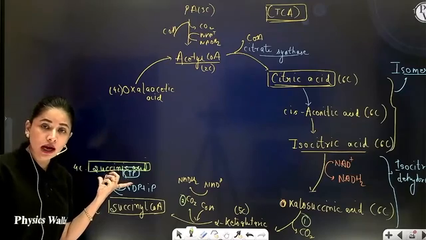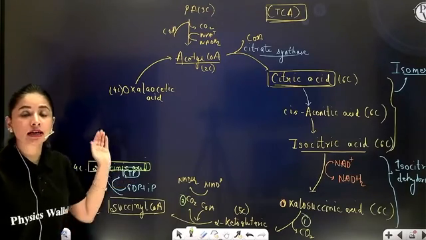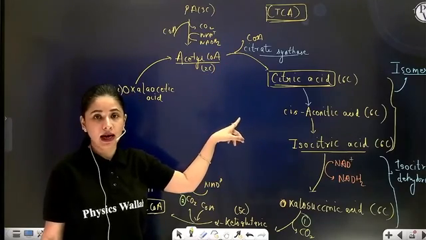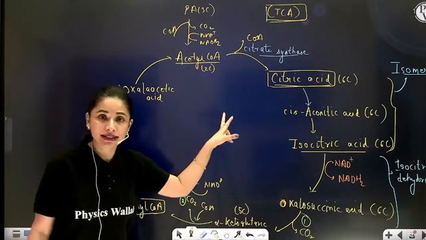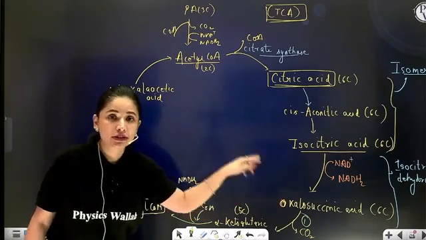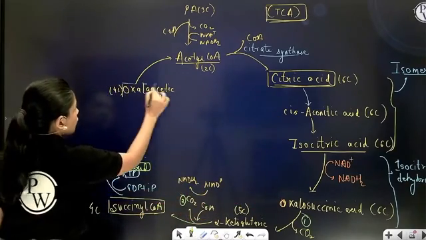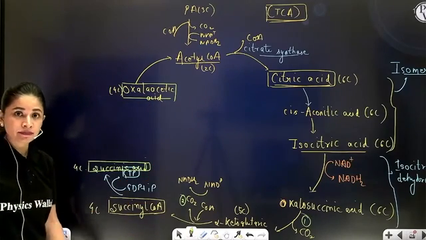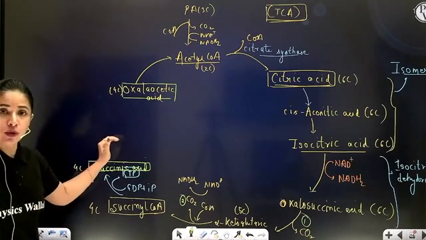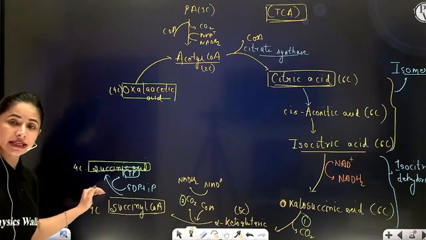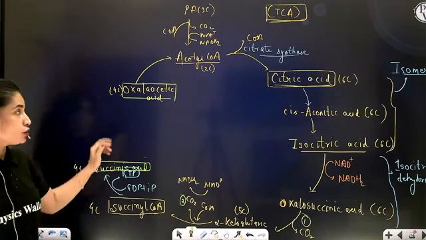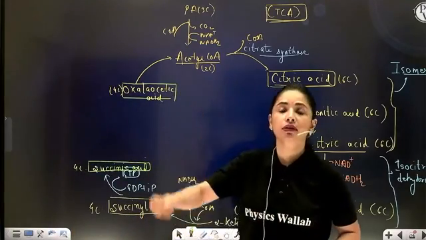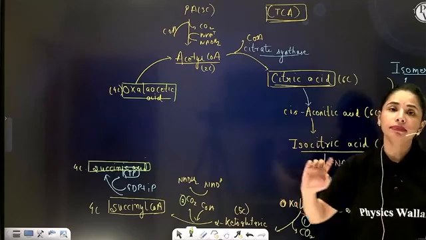Now this 4 carbon compound must be regenerated to maintain the continuity of the cycle, so that if a second acetyl coenzyme A comes, it also gets the oxaloacetic acid for further reaction. Regeneration of this compound is a must. Right? Now the conversion of succinic acid will take place to regenerate OAA, so that the continuity of the Krebs cycle can be maintained.